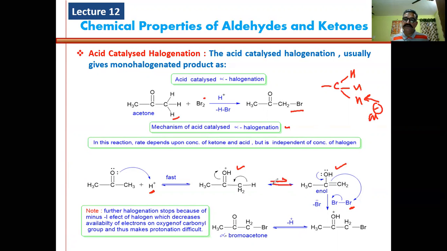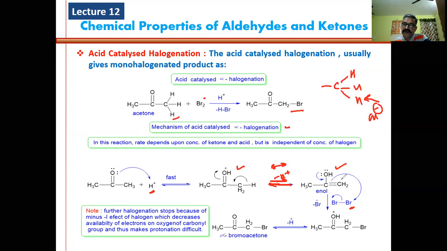We should have this arrow. This is not a resonance structure. This arrow is used for resonance. This is tautomerism, minus H positive. Acid catalyzed tautomerism, we get the enol form.